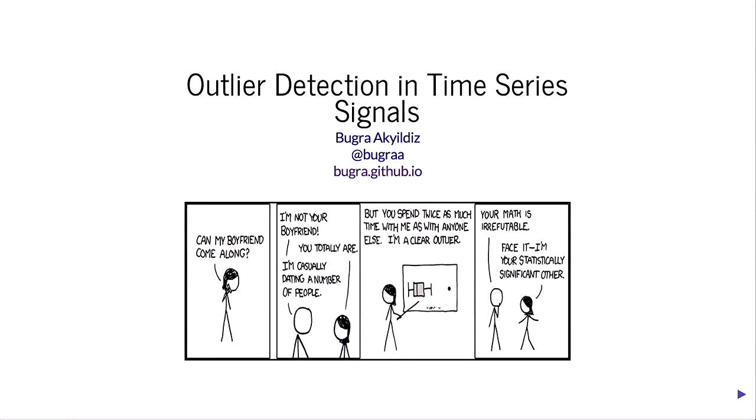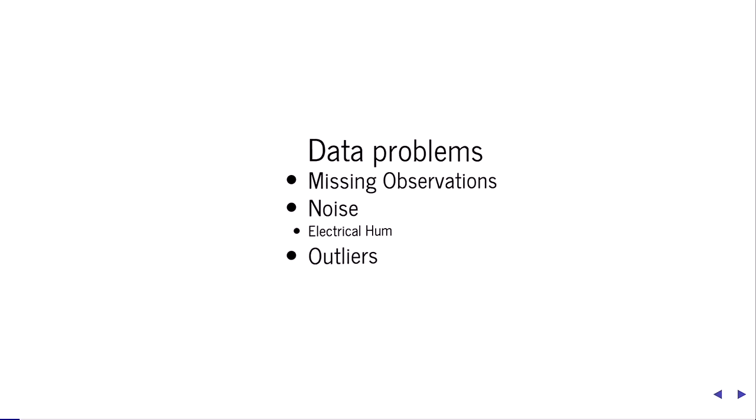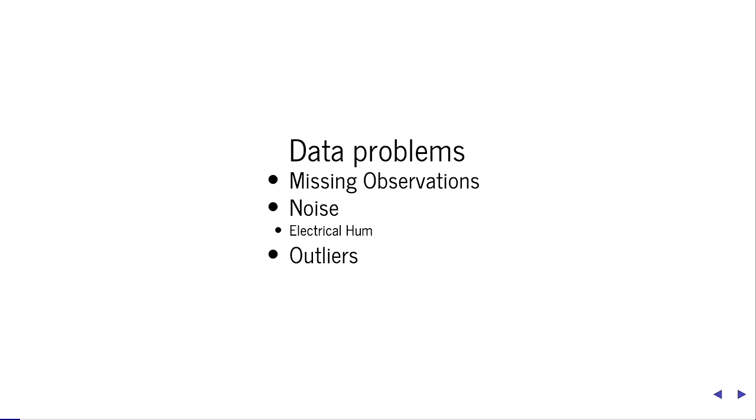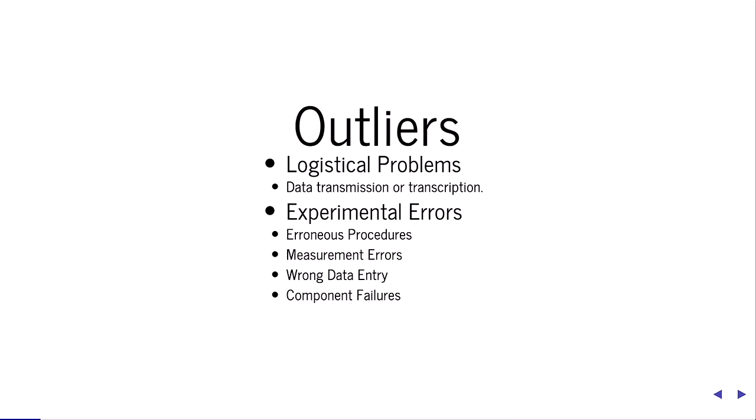Thank you, everyone. So today I'll be talking about outlier detection in time series signals. This is from XKCD, as you may guess. So we have data, but data has problems. We have missing observations, noise, outliers. Today I'm going to talk mainly about outliers, but I'll also introduce an FFT-based approach to remove the noise from the time series signals as well.